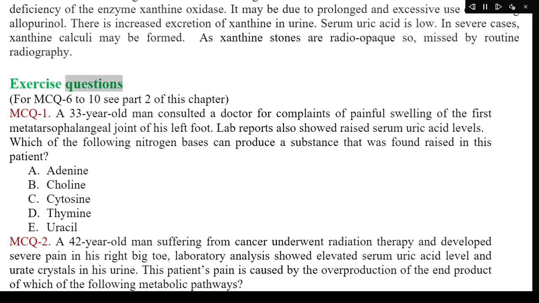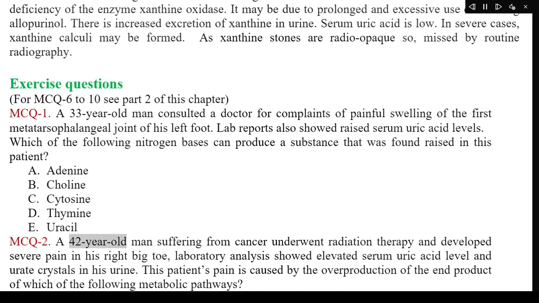Exercise questions. MCQ 6 to 10, see Part 2 of this chapter. MCQ 1. A 33-year-old man consulted a doctor for complaints of painful swelling of the first metatarsophalangeal joint of his left foot. Lab reports also showed raised serum uric acid levels. Which of the following nitrogen bases can produce a substance that was found raised in this patient? Adenine, choline, cytosine, thymine, uracil.